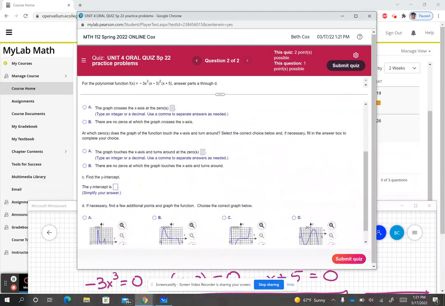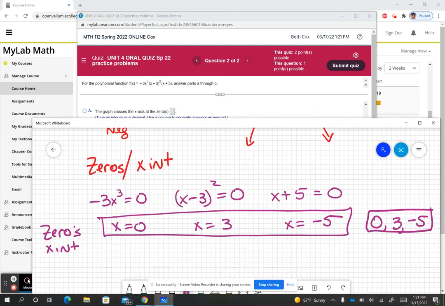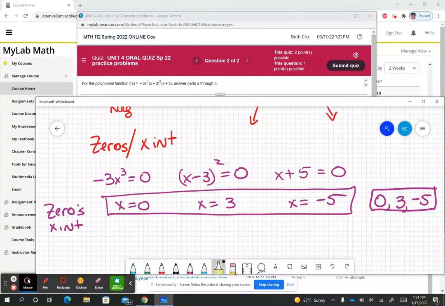Okay. And now we're going to determine which of the zeros cross the x-axis and which one of them touches and turns around. Okay, so for doing that, we're going to use the multiplicity rule. So the multiplicity, this first one has multiplicity 3, the middle one has multiplicity 2, and the last one has multiplicity of 1. This would be considered a triple root. This one has multiplicity 3. It has odd multiplicity. Odd multiplicity touches and turns around because the 3 is odd. The power on this one is 2, so that's even multiplicity.